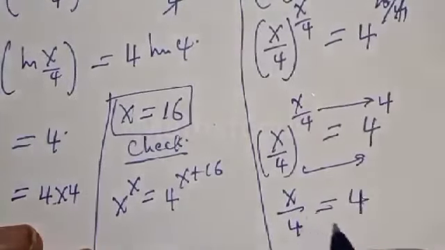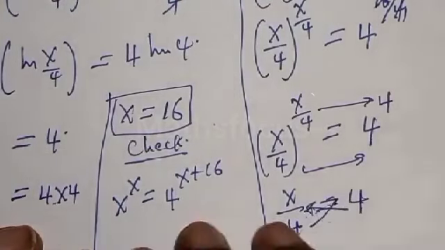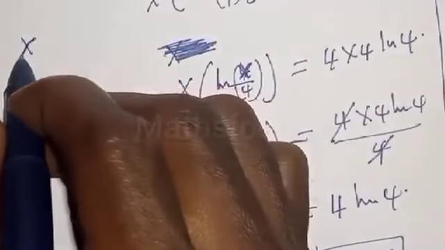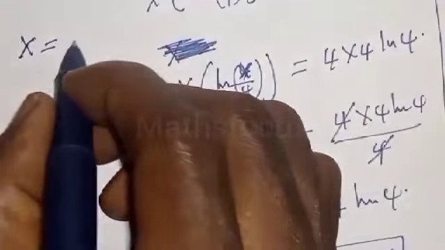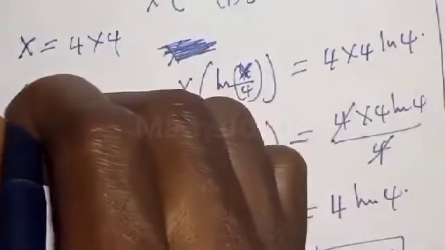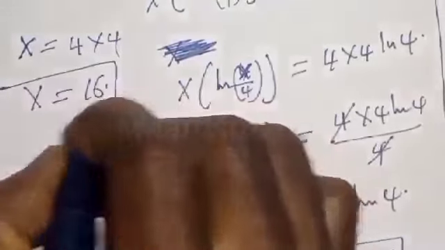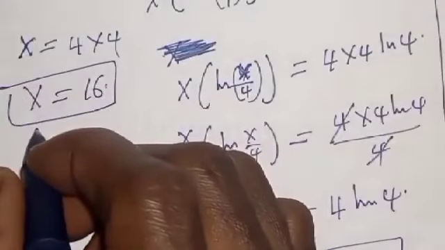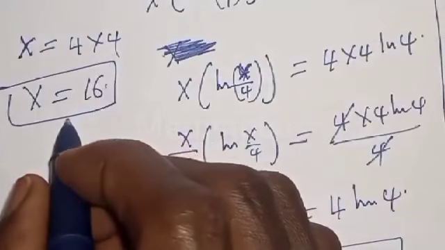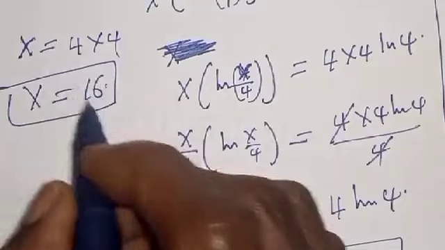Now, let's cross multiply. Now we have x is equal to 4 times 4. Then we have x is equal to 16. That is the final answer for the second method. You can see that the second one is even shorter than the first method, and if you use either the first method or the second method, you are going to get the same answer.